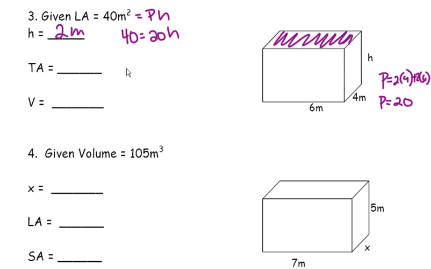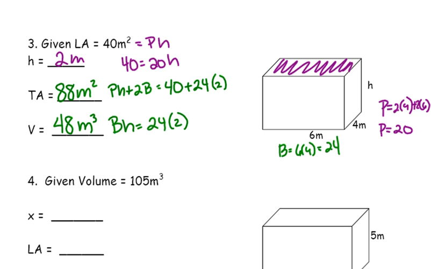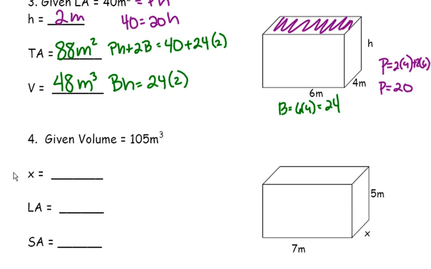All right, so you go ahead and find the total area and the volume now. Come back and check your answers when you're done. Hit pause now. All right, so you should have gotten 88 meters squared for the total area and 48 meters cubed for the volume. For question number 4 here, I want you to give me the answer to that in the notes check.